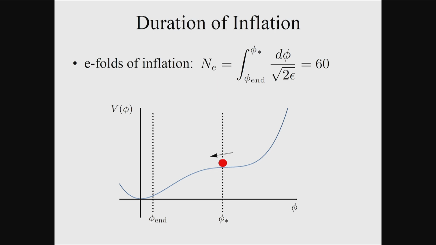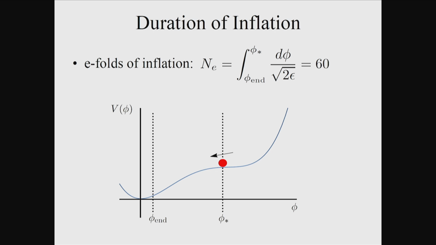So near a plateau of the potential is where the 60 e-folds will be generated. We can actually compute how many e-folds will occur between a given location phi star and the end of inflation, phi end, by simply integrating this function here, 1 divided by the square root of 2 times the first slow roll parameter. And so by setting this to 60, given any potential, we can invert this formula and compute the field value phi star, which gives us these 60 e-folds.